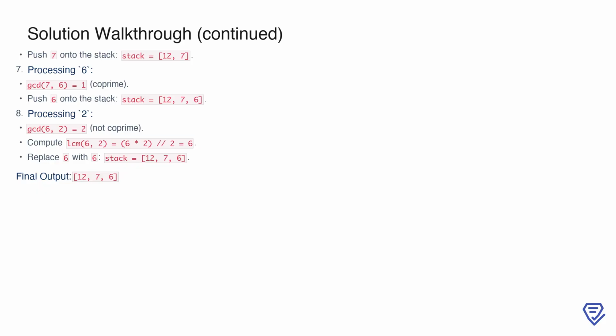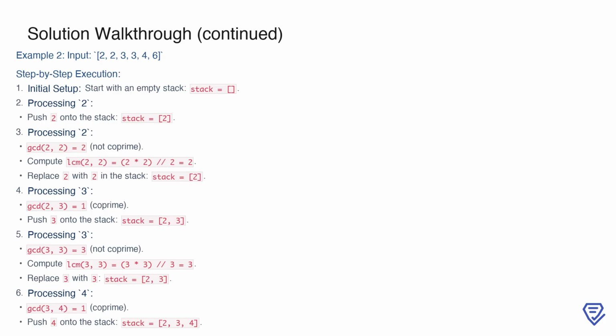Next, we process 2. The GCD of 6 and 2 is 2, so these numbers are not coprime. We calculate their LCM, which is 6 * 2 // 2 equals 6. Since the LCM is the same as the value being replaced, the stack remains 12, 7, 6. At this point, we have finished processing all elements, and the final output for this example is 12, 7, 6.